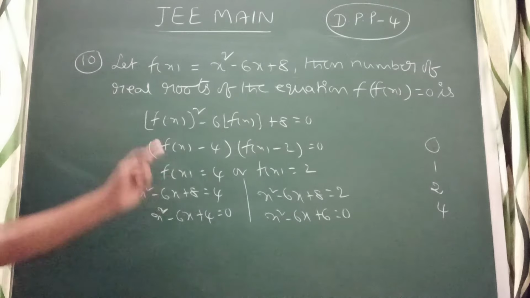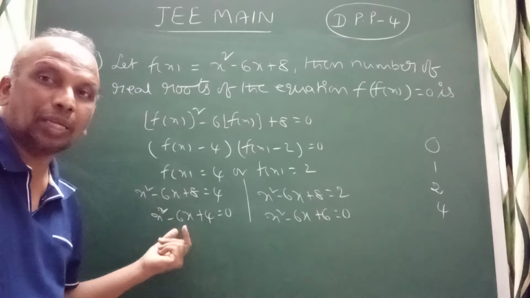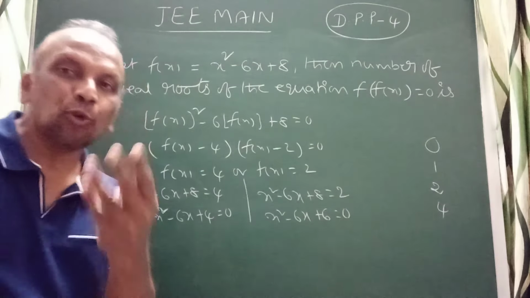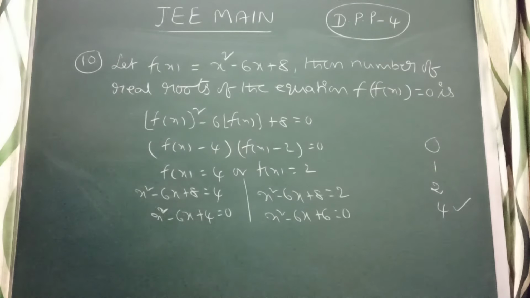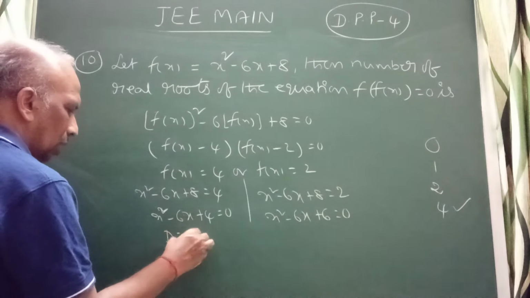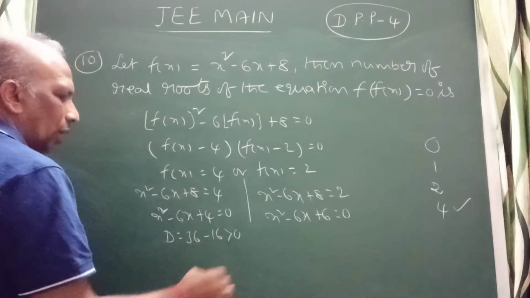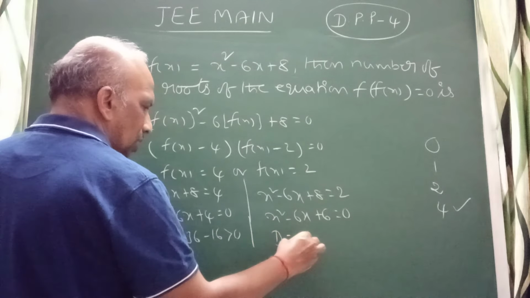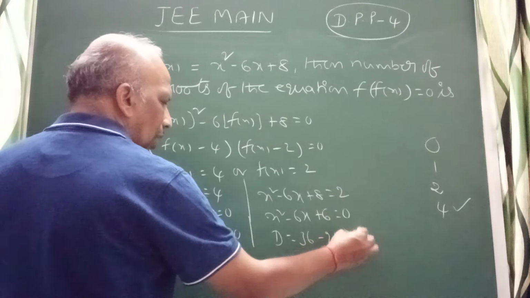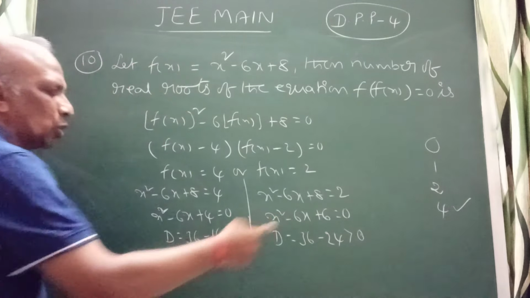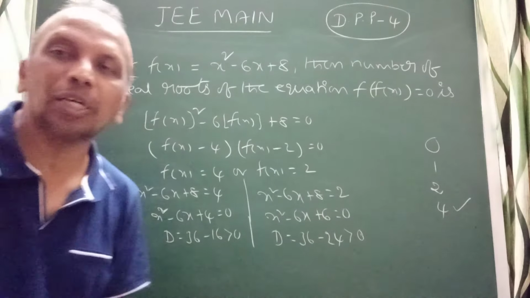So definitely we get 2 real roots here. Clearly we know that the discriminant is greater than 0, so we get 4 distinct roots. We can check the discriminant: 36 minus 4ac, which is 36 minus 16, greater than 0, right? Even the discriminant here, 36 minus 24, is also greater than 0, right? Since each gives 2 real roots, we get 4 distinct real roots.